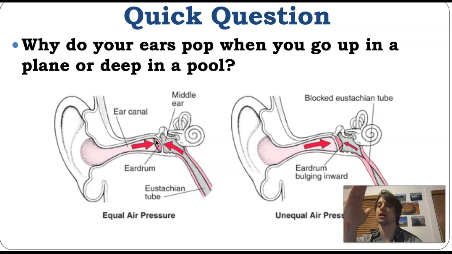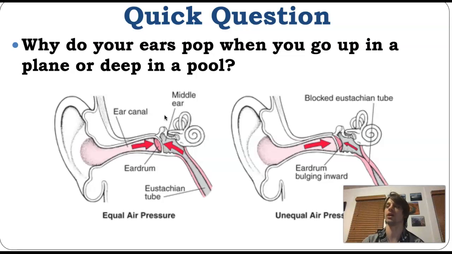So when pressure increases on the outside, let's say if I go down in a pool, my eardrum is going to get pushed in, and that's going to feel uncomfortable. The pressure on the outside is going to be greater, and it's going to push that eardrum in. So what happens is there's a eustachian tube on the inside of your mouth. When you open it up, it can allow air to go into your inner ear and equalize that pressure.